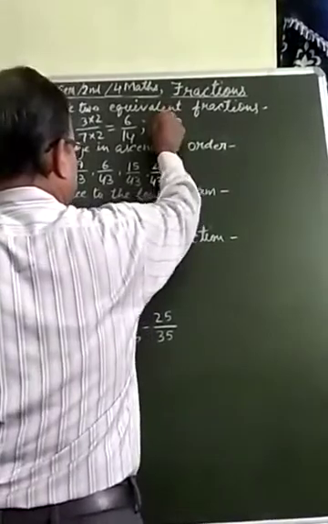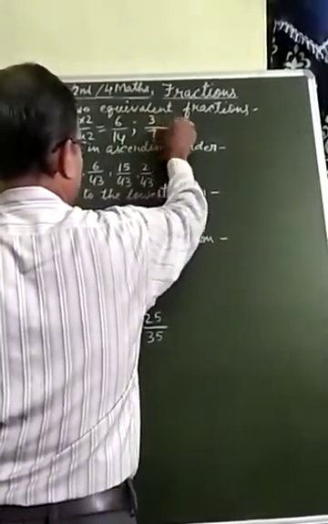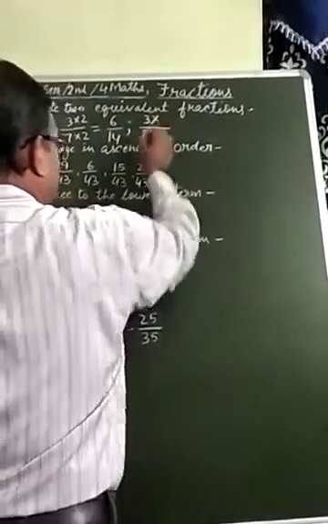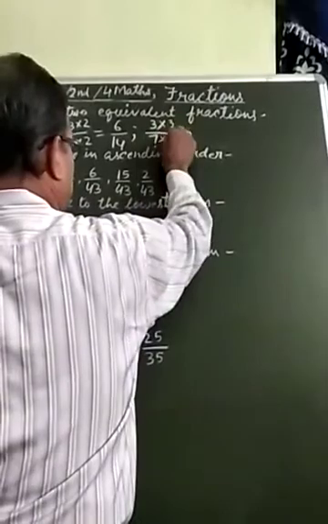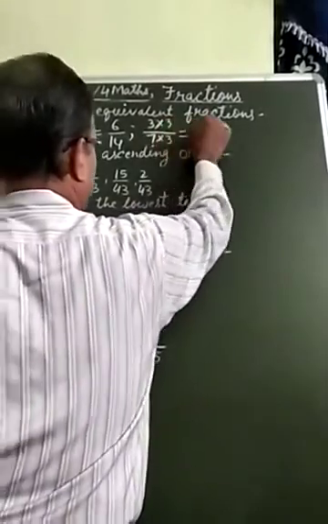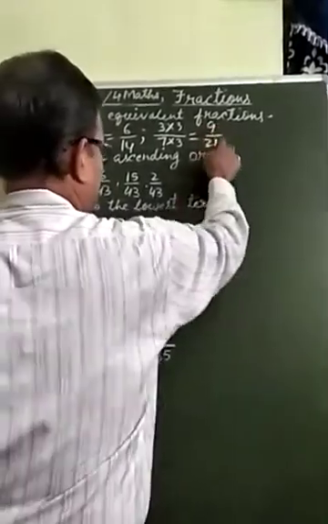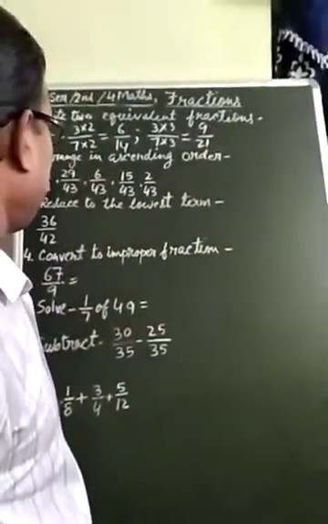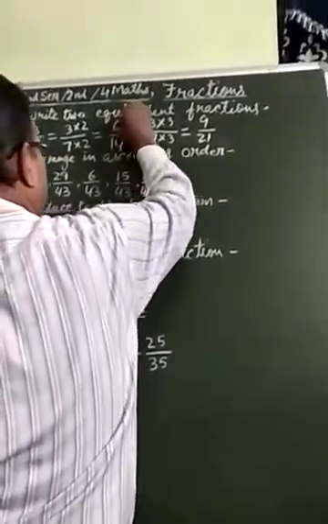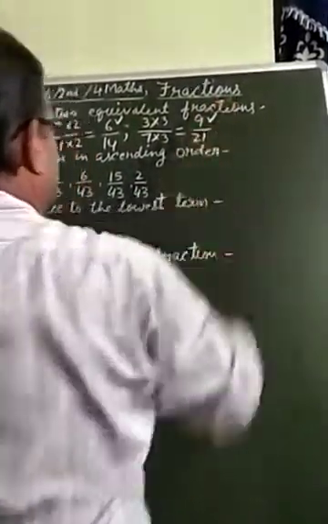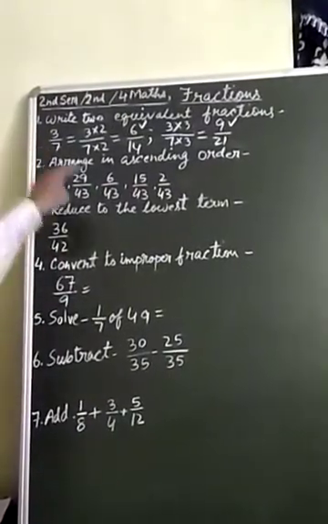To find another fraction, we will multiply 3 by 7 by another number. Say we multiply it by 3. We will get 3 3s are 9, 7 3s are 21. The fraction 9 by 21 is equivalent to 3 by 7. So we have two equivalent fractions, 6 by 14 and 9 by 21, which are equivalent to 3 by 7.